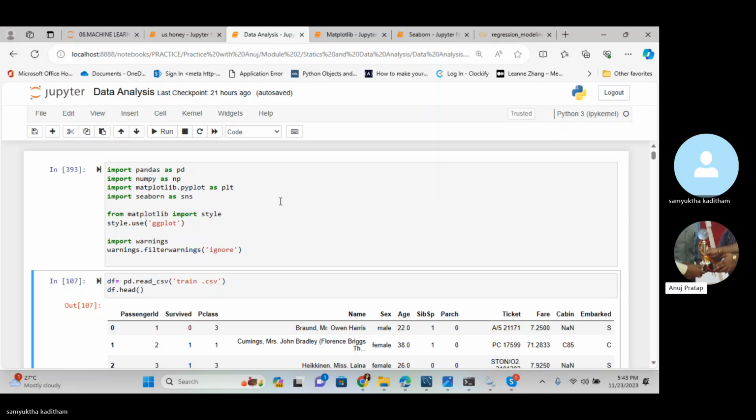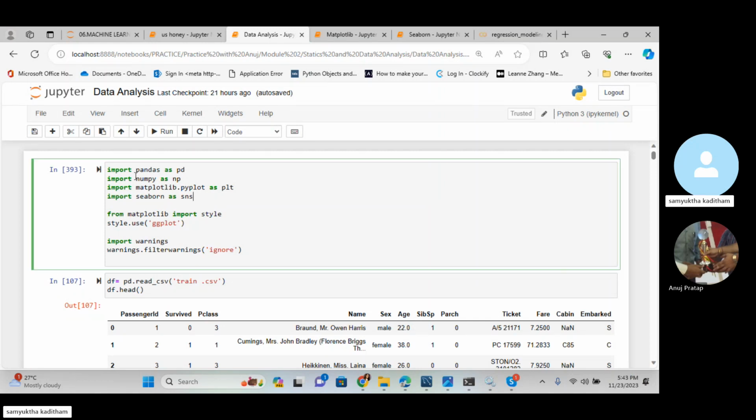Okay, so this train database we are going to use. No? Yes. Can I start?